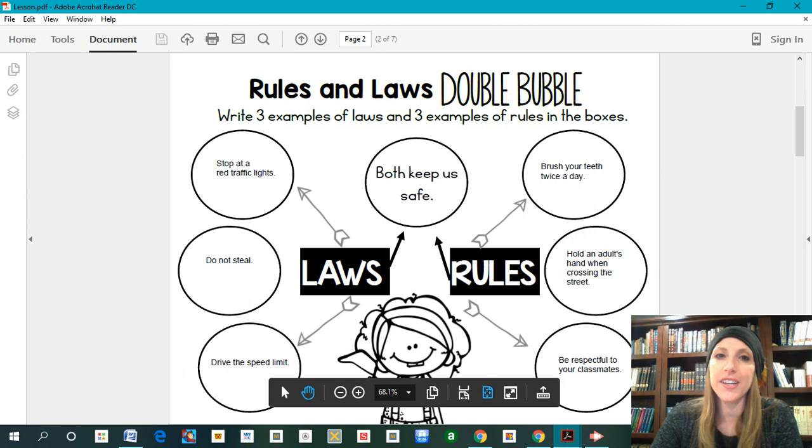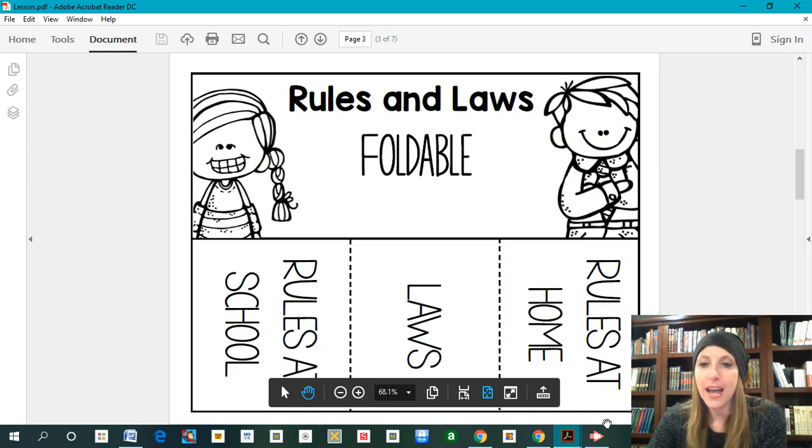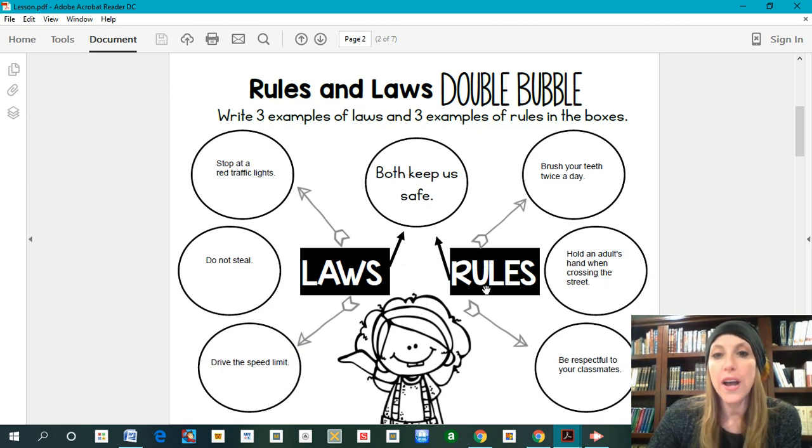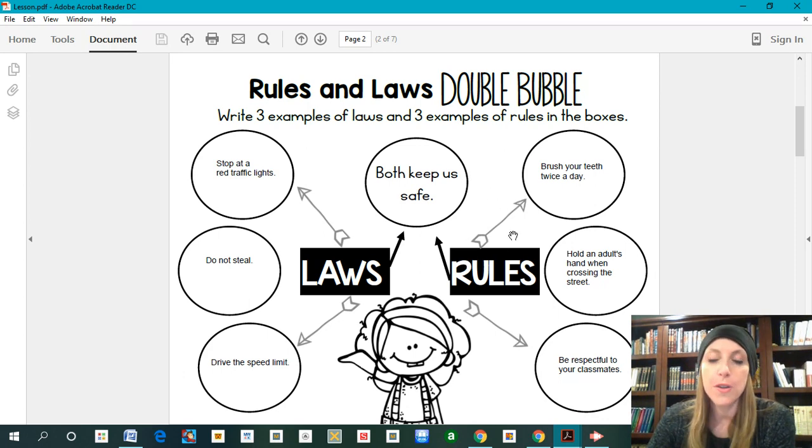If you take a look at our rules and laws double bubble chart, we can look at examples of rules and laws. So we see that in this bubble, we know both laws and rules are made to keep us safe. A rule would be an example of something like brushing your teeth twice a day. It's something that we as individuals have to do to keep us safe and healthy. Your parents might enforce it. They might be the ones to tell you to brush your teeth, not the President of the United States.